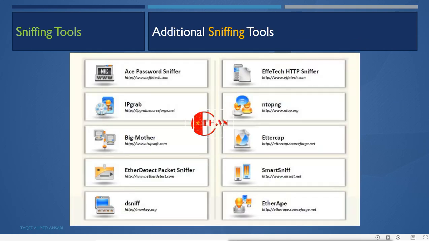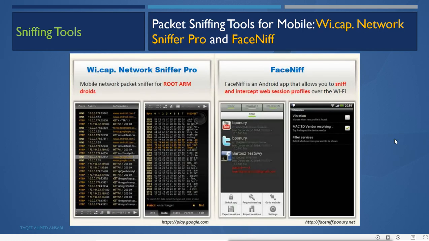Then we have many other tools which we can use, and among that you have Ettercap also. Ettercap is available in Kali Linux, which we can use to do the man in the middle attack also. Then we have the packet sniffer tools for mobile also. We have WiFi Packet Capture, Network Sniffer Pro, this mobile network packet sniffer Pro, root ARM droids.